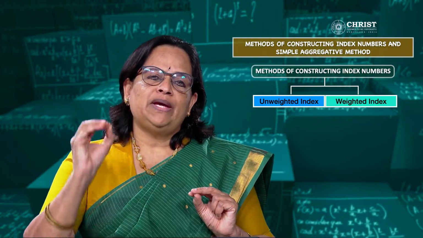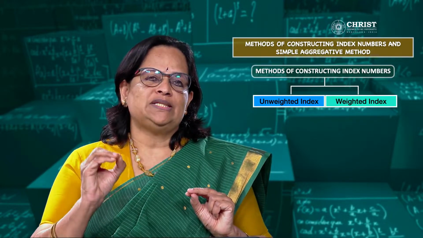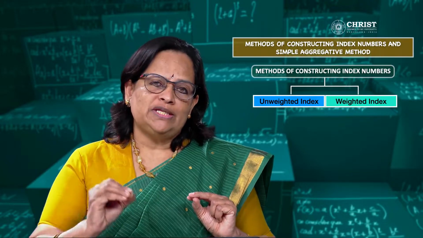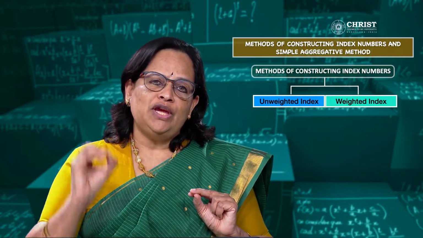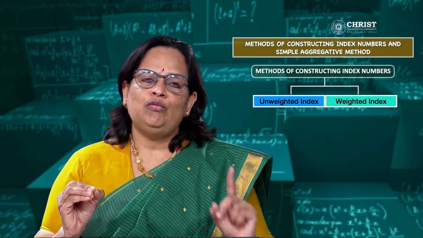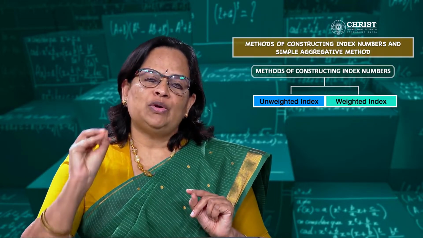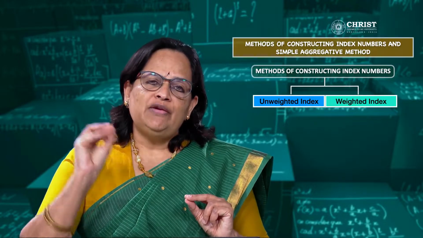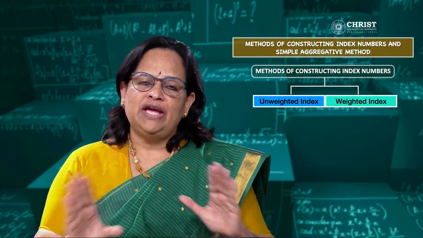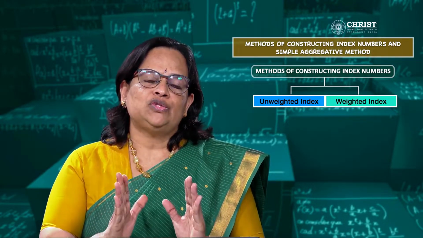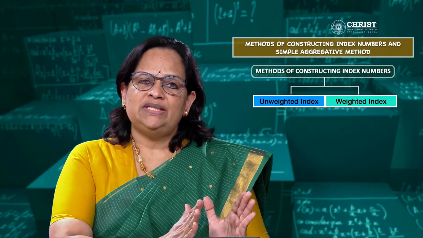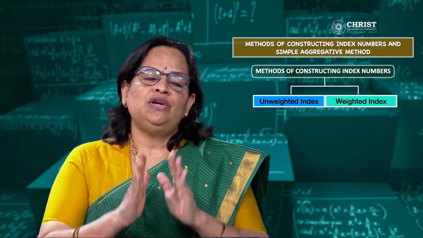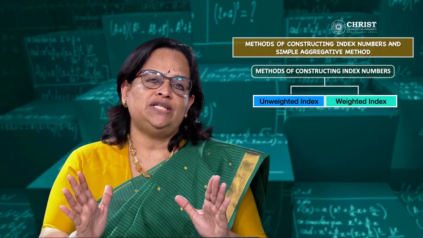Whereas if you are preparing a food index for South Indian families, who eat more rice, rice will get weight 2 and wheat will get weight 1. So this is the process of giving weights for computing index numbers. Unweighted index means we will not give any weights. We will just take the prices of the base year and the current year. We will not give any importance to the quantity.